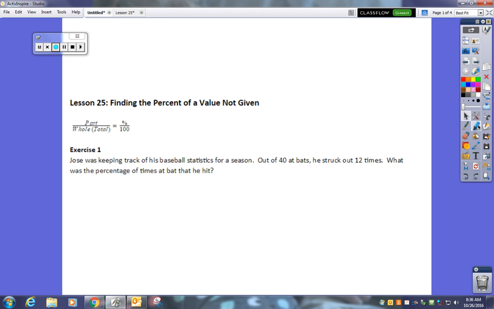So we'll start with highlighting what the question is looking for. We're looking for the percentage of times that he hit. If we read back into the problem, the numbers that we are given are out of 40 at-bats, and he struck out 12 times. Neither of these are the number of times that he hit. Since "out of" comes before 40, we know that 40 is our total. The other number given to us is the number of times he struck out. So that would be the number of times he did not hit.